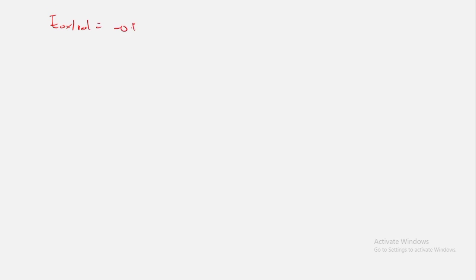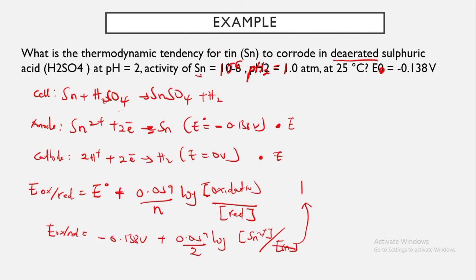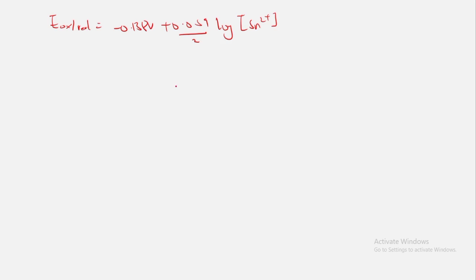So at the end, when you are going to write, you're going to write E ox over red is equal to negative 0.138 volt plus 0.059 divided by 2 log the activity of Sn2+, right? And when you do the substitution, you put it in there, because they gave us the activity of Sn2+ to be 10 exponent negative 6. So you're going to get negative 0.138 volt plus 0.059 divided by 2, then log the activity, 10 exponent negative 6. Are you getting it? And then at the end, you're going to get negative 0.315. Then this is for the anodic reaction.